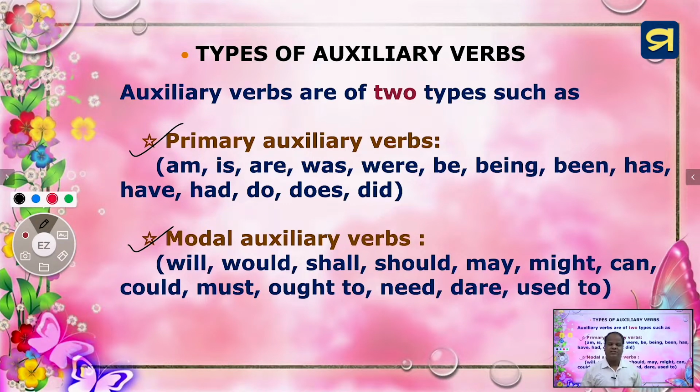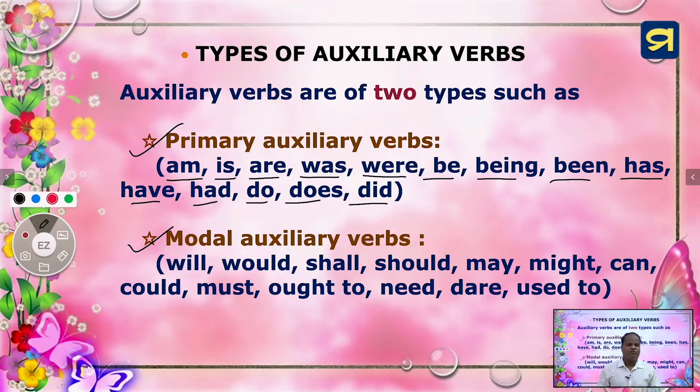Dear students, let's discuss which verbs are known as the be verbs. Here, am, is, are, was, were, be, being and been. These are the be verbs. Again, which verbs are known as the have verbs? Let's know, students. Has, have, had. These are the have verbs. Let's know which verbs are known as the do verbs. Here, do, does and did. These are the do verbs.